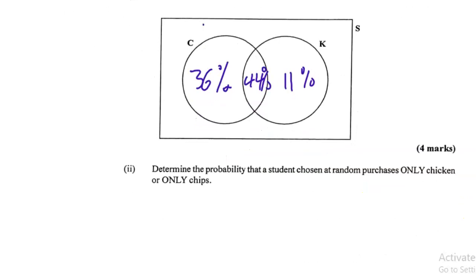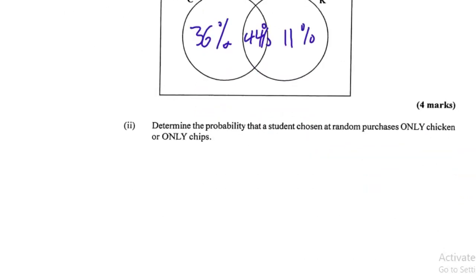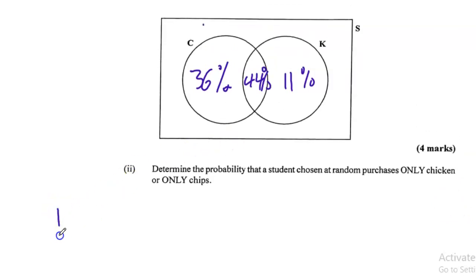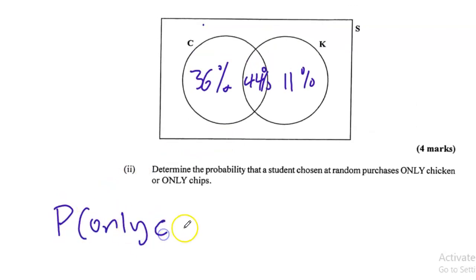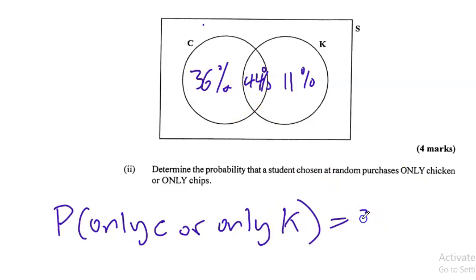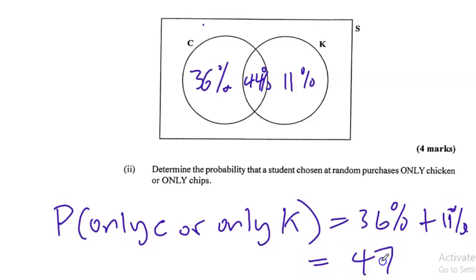Alright, let's move on. Determine the probability that a student chosen at random purchases only chicken or chips. So the probability of only chips or only chicken: 36% for only chips and for only chicken, that's 11%. Adding these we get 47%, or 0.47.